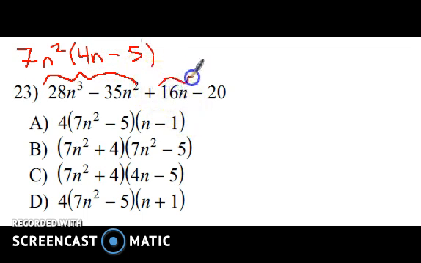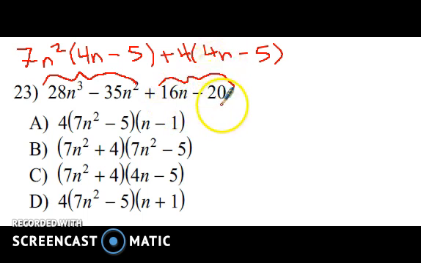So what I want is to hopefully factor out of the last 2 terms and end up with the same exact thing inside the parentheses. I'm trying to pull something out of here such that I'll have the same exact thing inside my parentheses. Is there a greatest common factor of 16 and 20? Sure, you can pull out a 4 from both. And 16 divided by 4 is 4, 20 divided by 4 is 5.